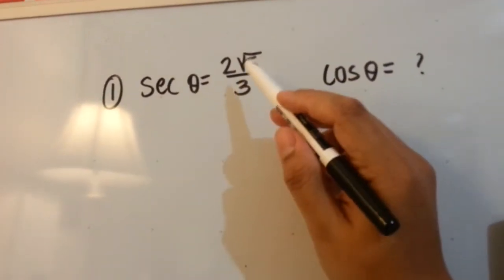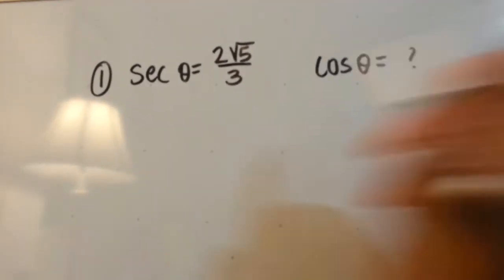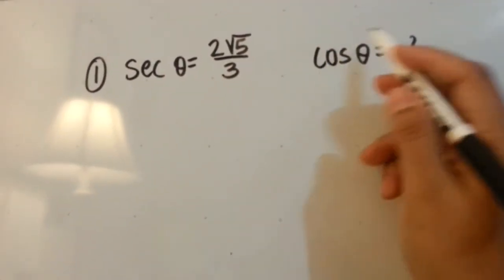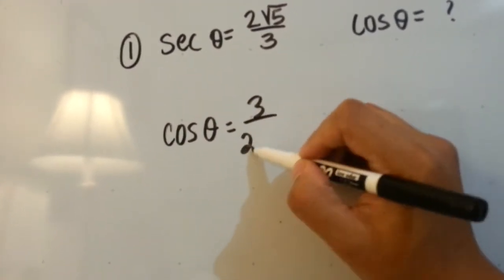Alright, if the secant is 2 square root of 5 over 3, then we need to find the cosine. What you need to realize is that they are reciprocals of each other, so then cosine theta is going to be 3 over 2 root 5.